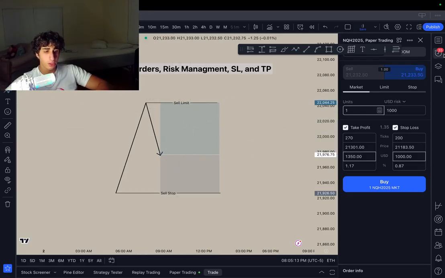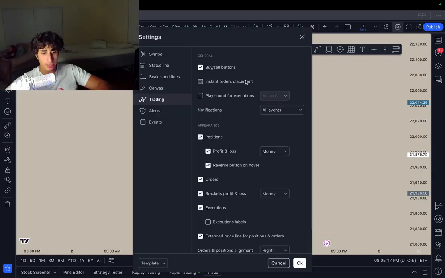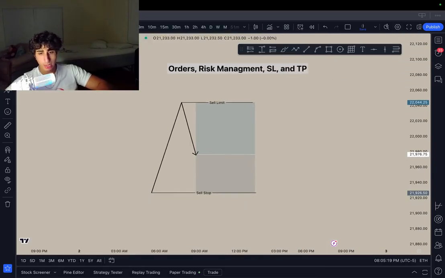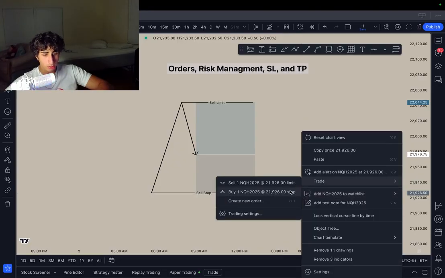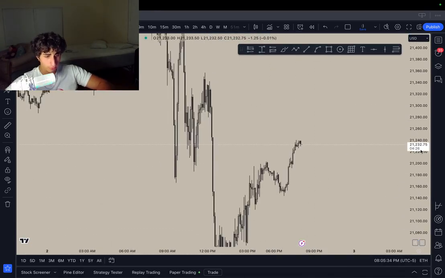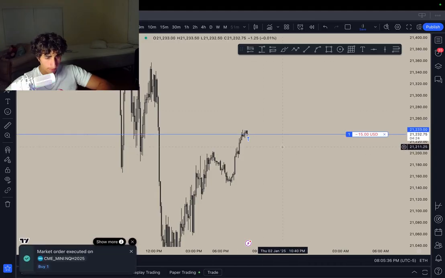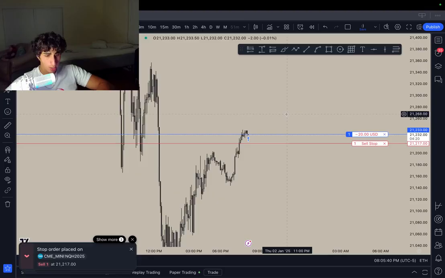So you can do it like this. There's also a way where you can just get in instantly. So if I would just buy it right now, boom, I'm in instantly, and then I set it manually. So I'll right click. If I'm in a buy position, I'll go trade, and I'll go in for a sell stop. I'm in paper trading right now, so I can do this. So buy position, and then we have a sell stop, and then we have a sell limit.